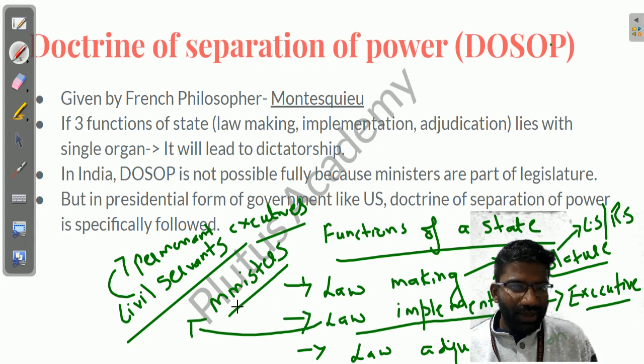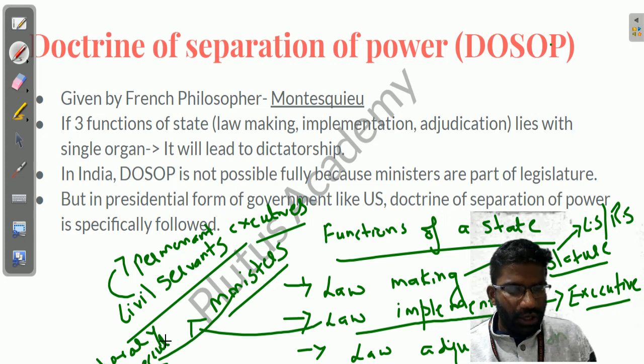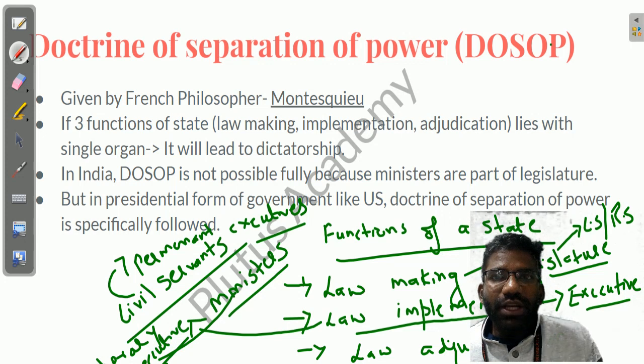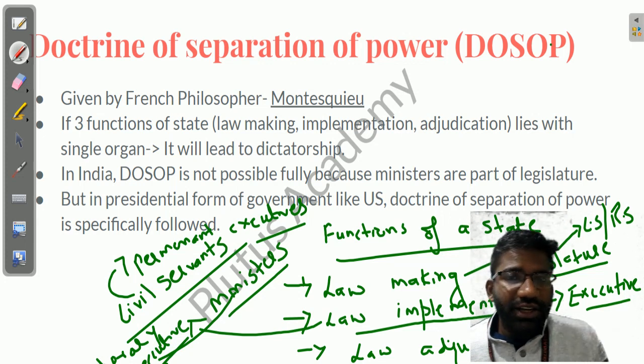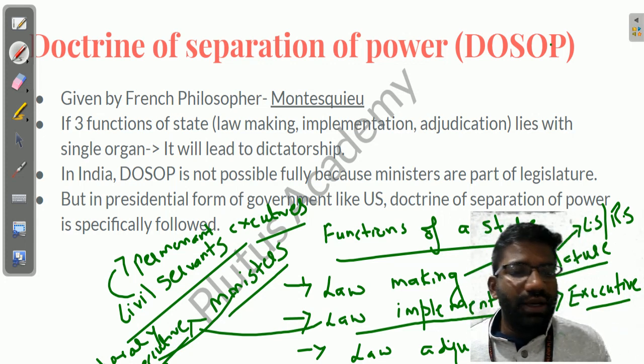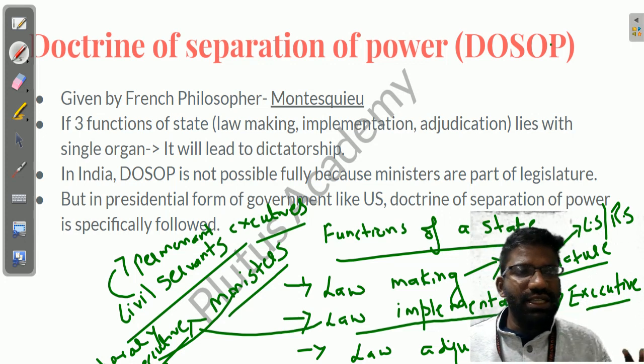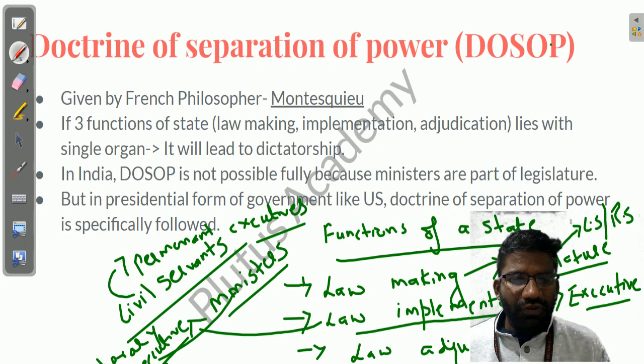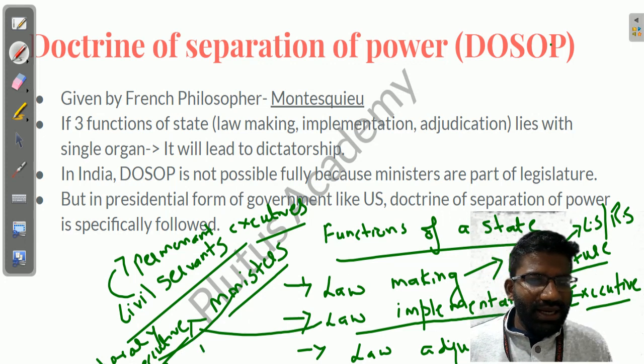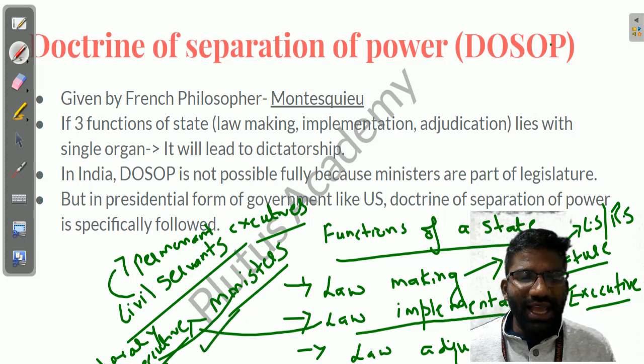Whereas the ministers are part of temporary executives, because they are made ministers only for 5 years. There is no guarantee that after those 5 years they will be back in power. So ministers are considered as temporary executives.